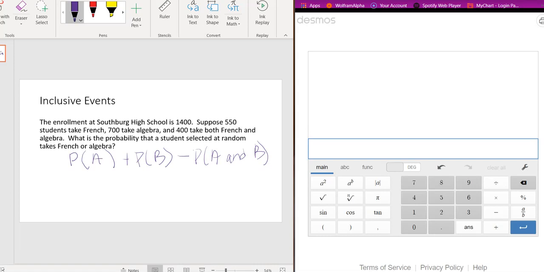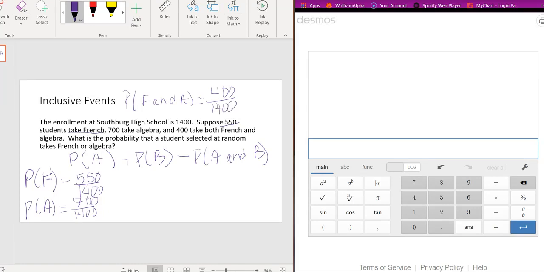And so the probability that students take French, we have 550 take French out of the 1,400. Okay. The probability that they take algebra, we have 700 students out of the 1,400. And then the probability that they take French and algebra is 400 out of 1,400.